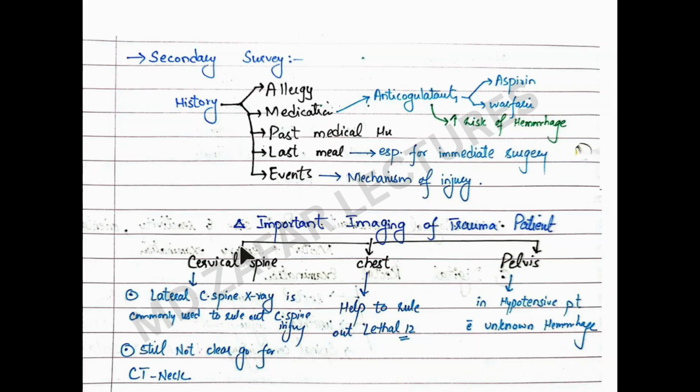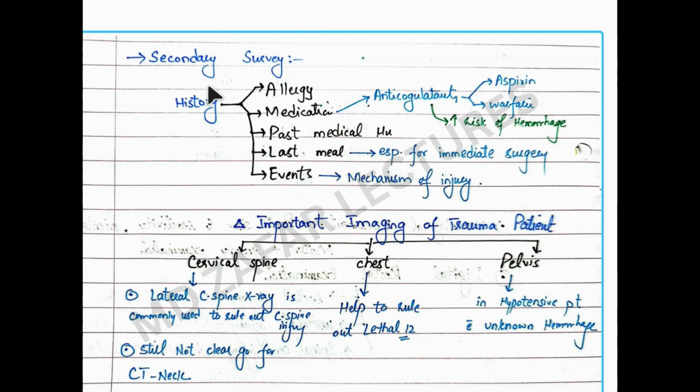So after completing our primary survey and we have assessed that the patient is stable, we will move towards the secondary survey. In secondary survey, the most important component is history, and it has the mnemonic AMPLE. We have to ask whether the patient is having any known allergy so that we can rule out the presence of any anaphylactic shock.